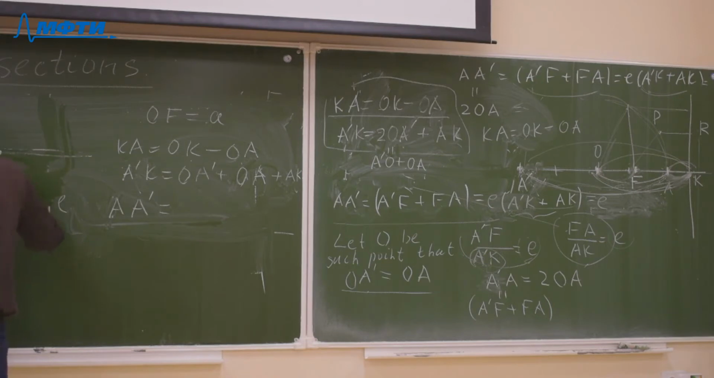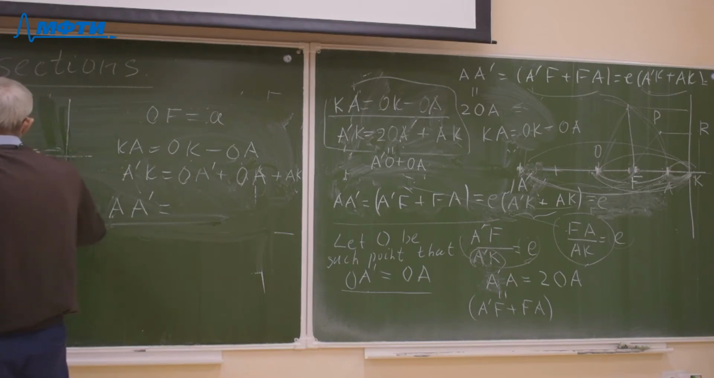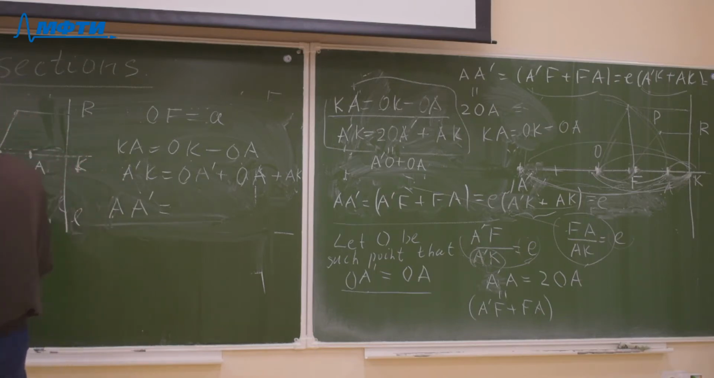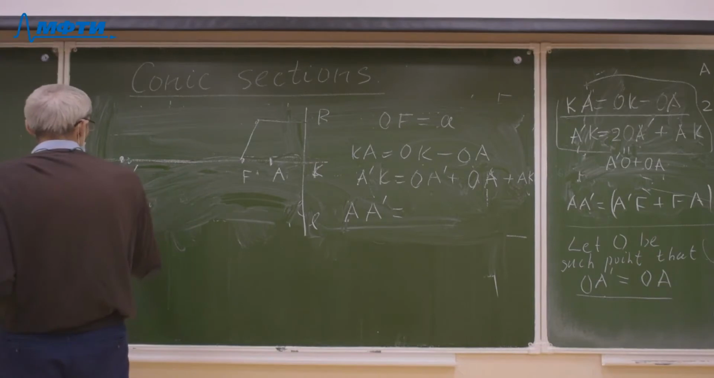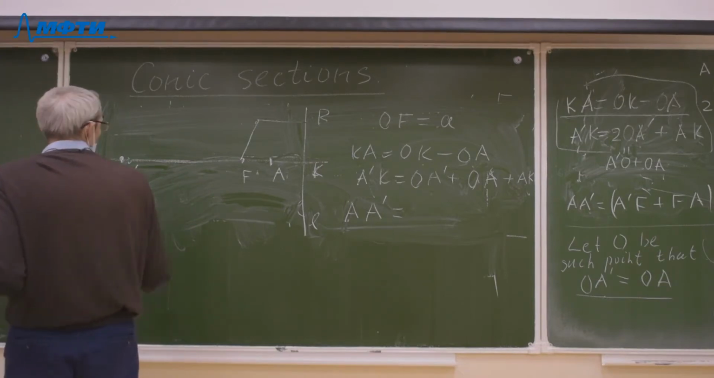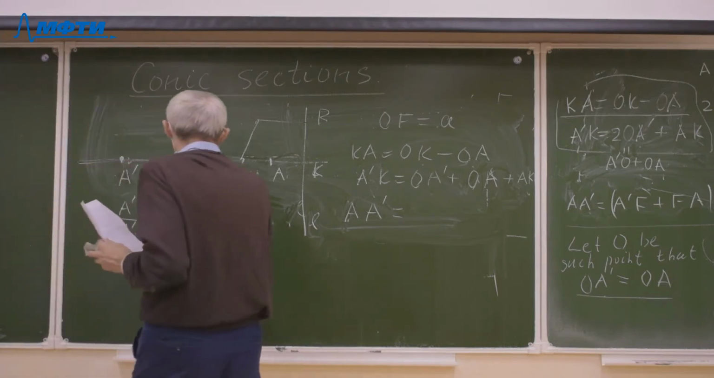We have some point F, we have some straight line A. We have K, R, A, other point A prime, and we have the following equality: A prime F to A prime K is equal e.